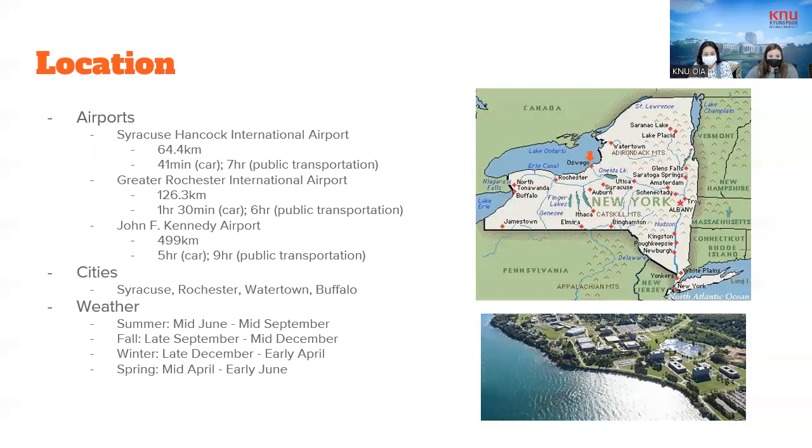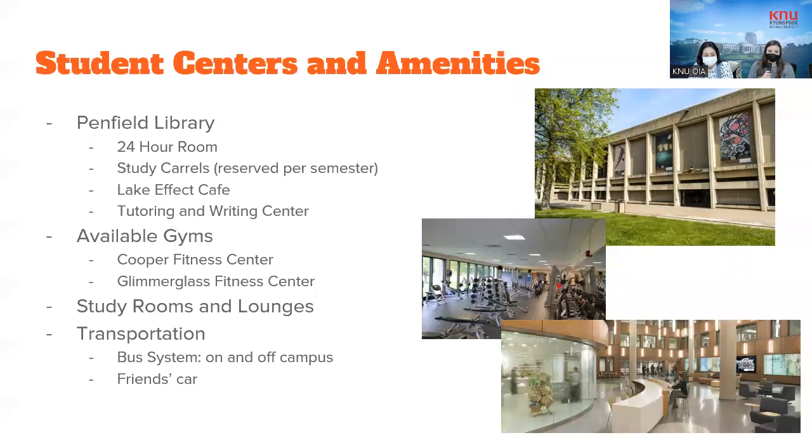And next, I'd want to talk about our student centers and amenities at my university. Oswego mainly has the public library for the students, which has a 24-hour room. It's open 24 hours, 7 days a week, and it's for students to go and study and print things that they need for classes and to meet with other students for presentations or activities. And then in the top third level of this library, they have study carrels, which are booths for students to study by themselves in an individual quiet space.